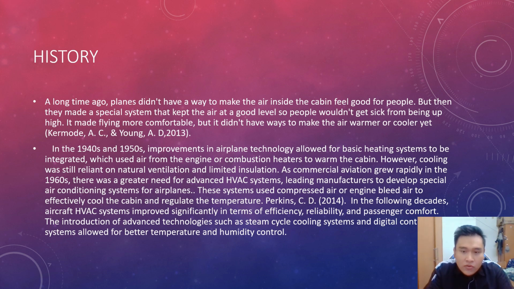As commercial aviation grew rapidly in the 60s, there was a greater need for an advanced HVAC system, leading manufacturers to develop a special air conditioning system for airplanes. This system used compressed air or engine bleed air to effectively cool the cabin and regulate the temperature. In the following decades, aircraft HVAC systems improved significantly in terms of efficiency, reliability, and passenger comfort. The introduction of advanced technology such as steam cycle cooling and digital control systems allowed for better temperature and humidity control. That's all for me.